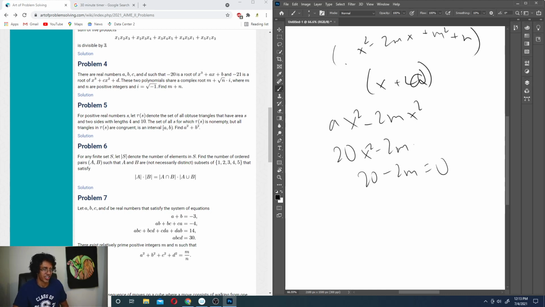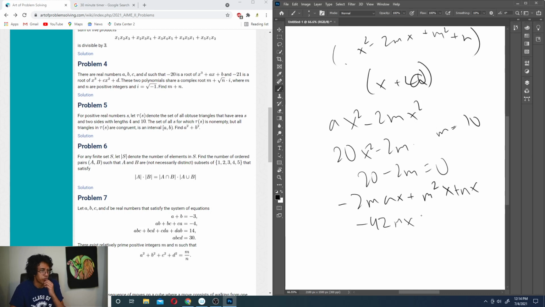Oh, so the other one is, okay. So 20 minus 2m, so m has to be 10 then. Because that's that. And then for the 21 one, we only care about the x term, which we want to be 0. So we would have minus 2m times 21 x, plus m squared x, plus nx, which gives us negative 42 mx. Wait, what? Oh yeah, so m also matters. So negative 42 mx plus m squared plus n is equal to 0.